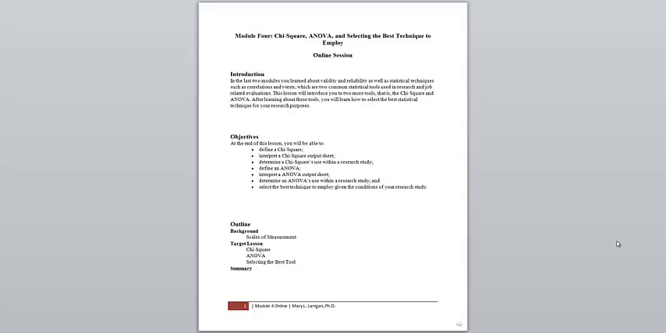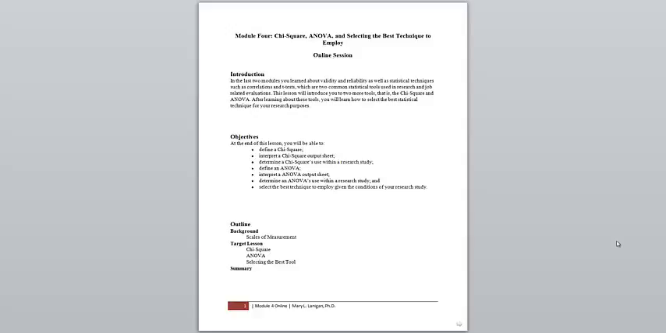Welcome to Module 4 of this series on chi-square, ANOVA, and selecting the best technique to employ. In the last module, you learned about validity and reliability, as well as statistical techniques such as correlations and t-tests, which are two common statistical tools that are used in research and in some job-related evaluations. Now in this lesson, I will introduce you to two more tools, and that is the chi-square and the ANOVA.